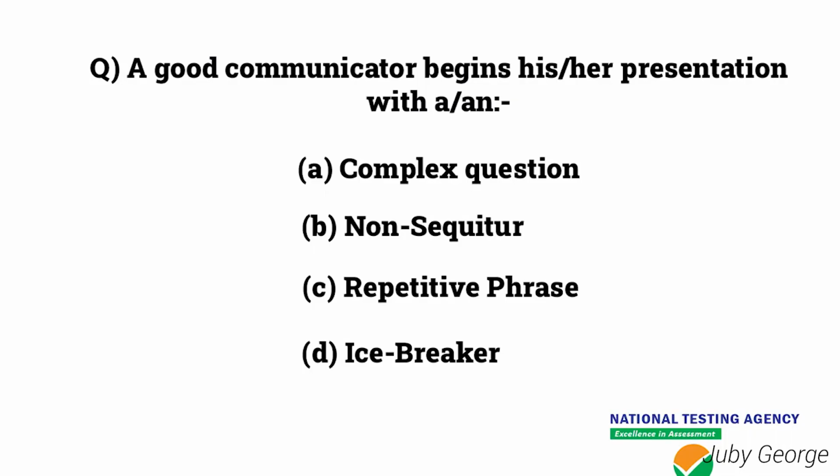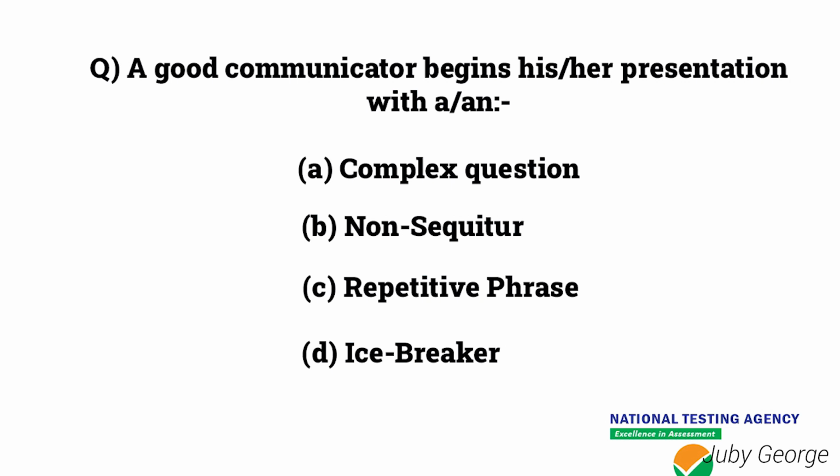The next question we are going to discuss is from December 2017 and it goes like this. A good communicator begins his or her presentation with a or an, and we are given four options. The first one is complex question, the second is non sequitur, the third is repetitive phrase, and the fourth is icebreaker. Let's analyze each of these options and find the right one. The first one is a complex question. Of course, the audience does not find it interesting when a presenter starts with a complex question. So it is a wrong option.